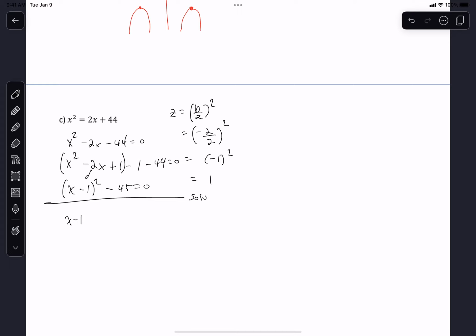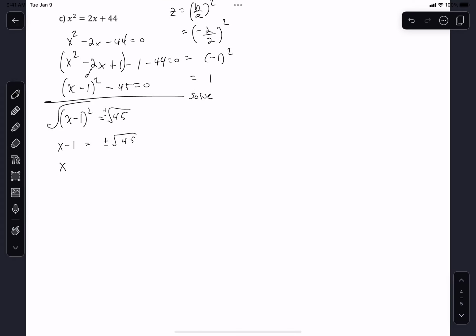We're going to solve. X minus 1 squared is equal to 45. Okay, square root both sides. And don't forget to do the plus minus when you do that. So we get x minus 1 has to equal plus minus the square root of 45. Okay, so x is going to equal, I got to add 1, 1 plus minus the square root of 45.